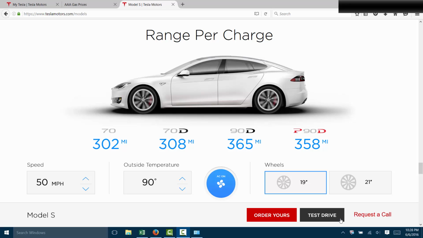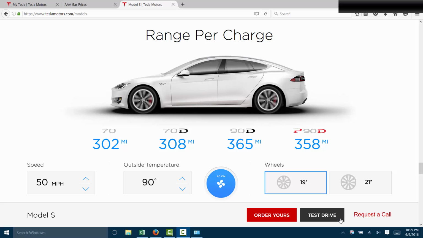Hi, in this video we are going to build a simple calculator that allows you to get a handle on what's going to happen to your electricity bill when you drive a Tesla Model S. So we're going to be doing this using very realistic numbers, and we're also going to be comparing the electricity usage and the savings that you get by driving a Tesla compared to a regular gas car.